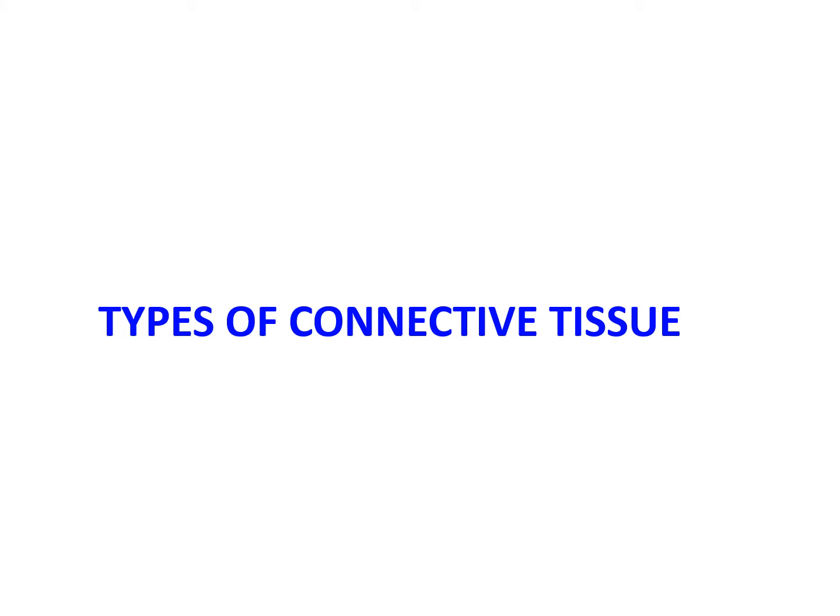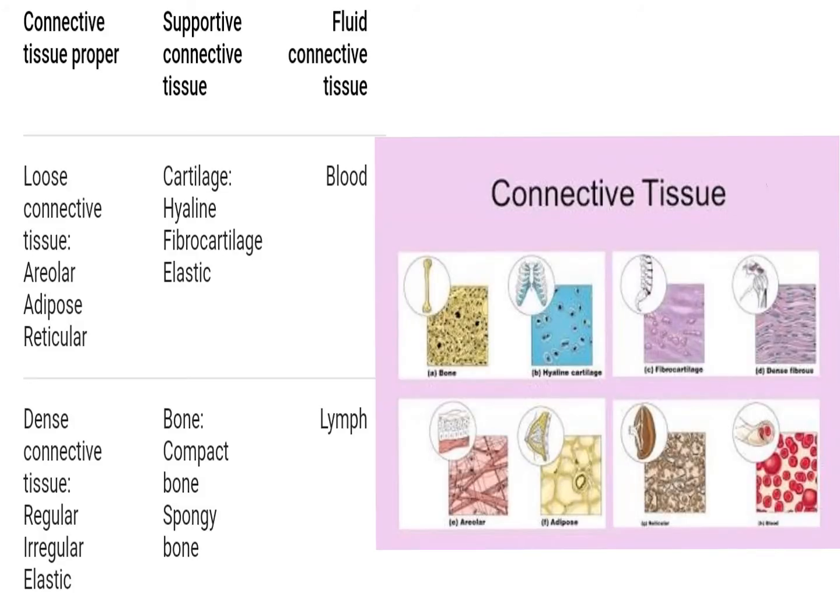Types of connective tissue. Connective tissues are classified into three: connective tissue proper, supportive connective tissue, and fluid connective tissue. Connective tissue proper, referred to as fibrous because it has many fibers in the cellular matrix, is divided into two subgroups based on proportions of cells, fibers, and ground substance. It is classified as loose connective tissue and dense connective tissue. Supportive connective tissue has cartilage and bone, and blood and lymph make up the fluid connective tissue.